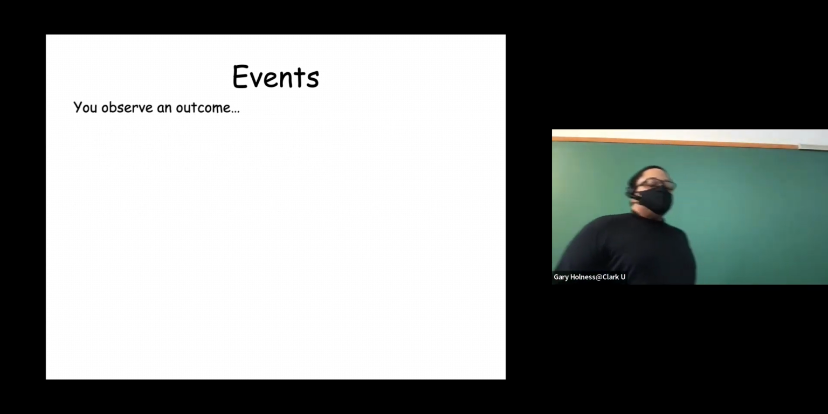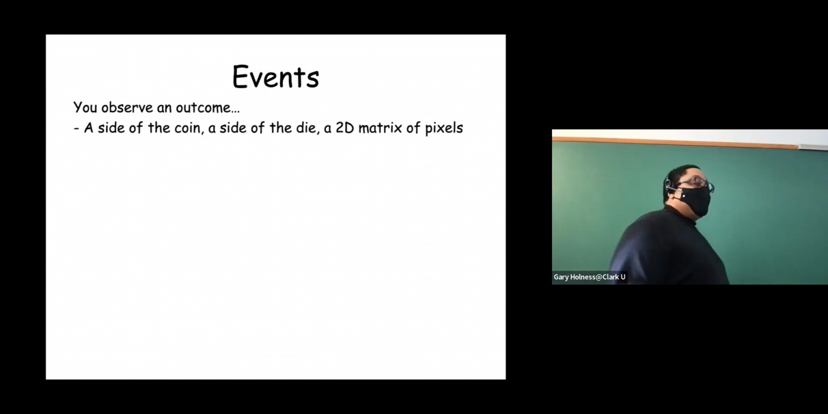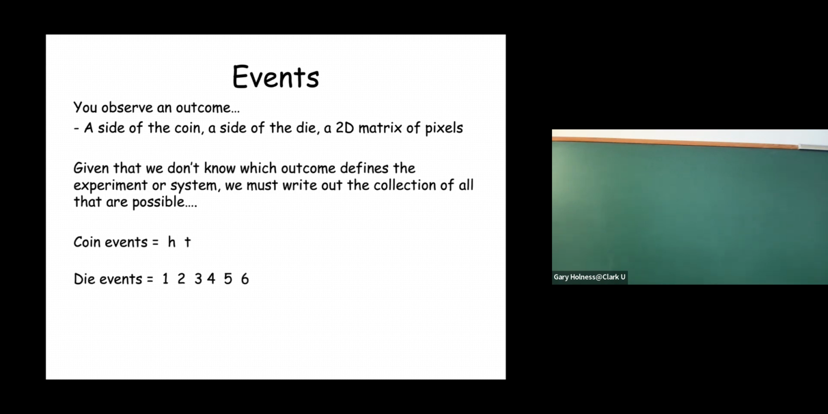All right. Anyways, so you observe an outcome, like the side of a coin, the side of a die roll, or a 2D matrix of pixels. And you don't know which outcome defines the experiment or the system under consideration. So you have to write out a collection of all of the possibilities for that particular system. So for the coin flip system, you enumerate them or list them out, heads and tails. Okay. For the die roll, 1, 2, 3, 4, 5, 6, you can do the same thing. It's quite a bit. And in practice, you wouldn't write them out explicitly, but you could do something similar for all the possible images that you can represent for a given resolution.